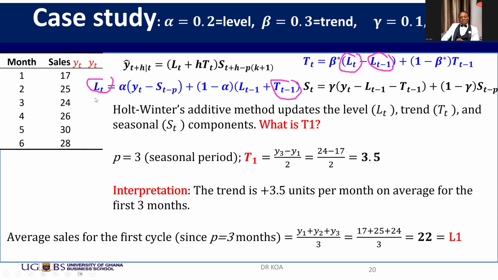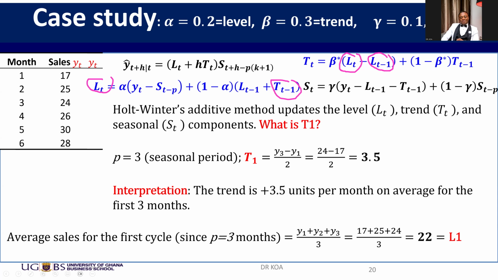How do you find the level? You don't need to use this formula. Remember, when you're dealing with period 1, you don't deal with the formula, because if you can remember the Holt 1, we were even using just the previous values to represent, forgetting about all of this. Because you don't have anything from previous. To get a level, this is the standard way you go about it. To get a level, you take the average for the first cycle, the first 3 months.